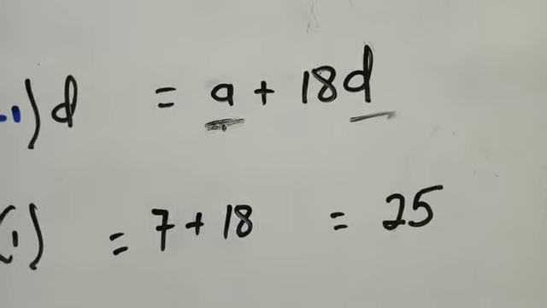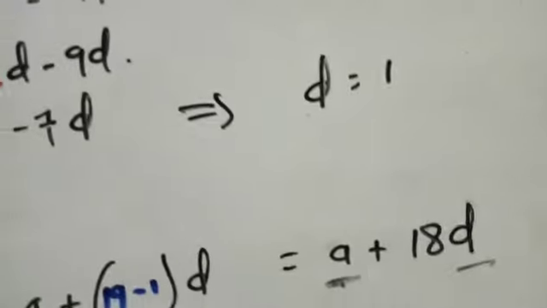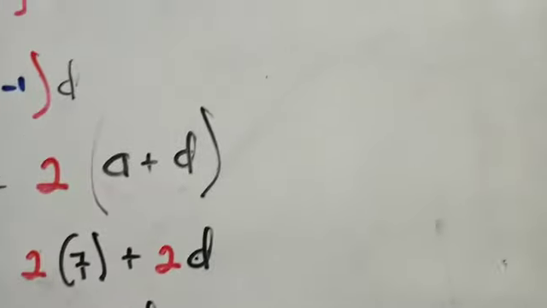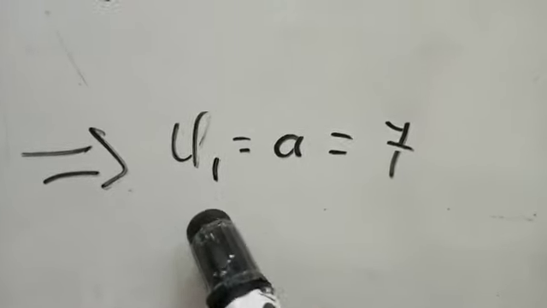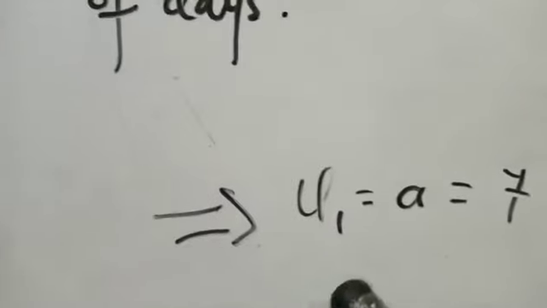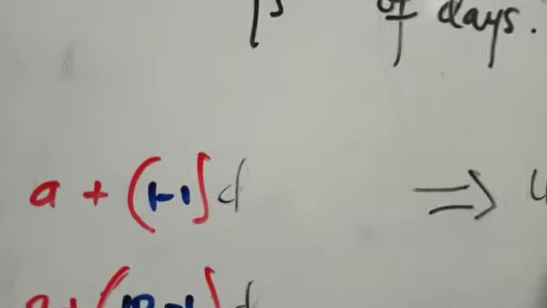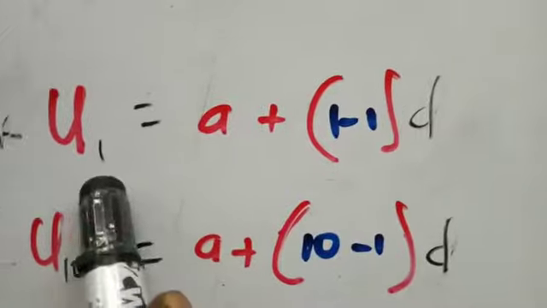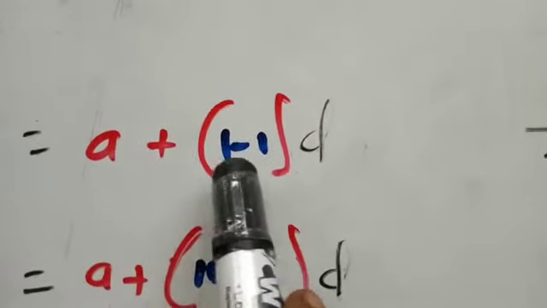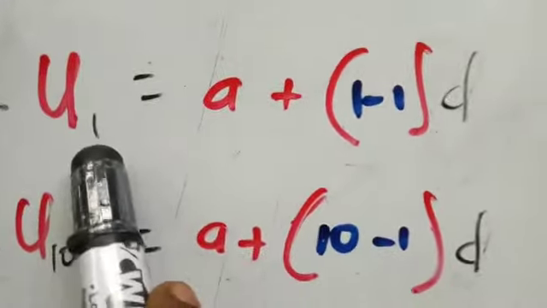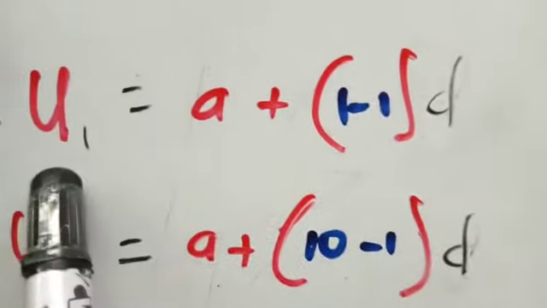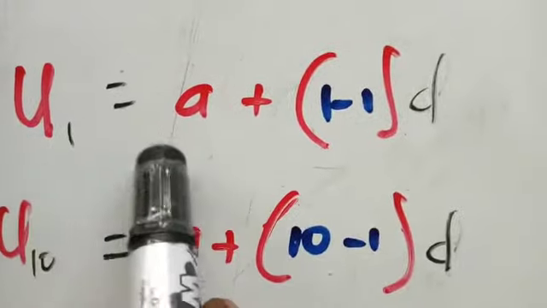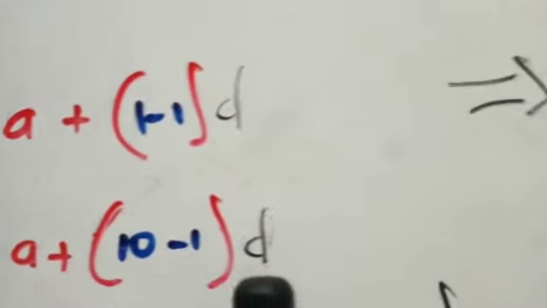How do you do that? You have to use the information being given to you. We are told that the first savings is 7, so that is U1, which is equal to A. The reason is that U1 is A plus n minus 1, where n is day 1, so n equals 1 and this gives me 0. So you can see that U1 is the same as our first savings here, which is 7 from the question.